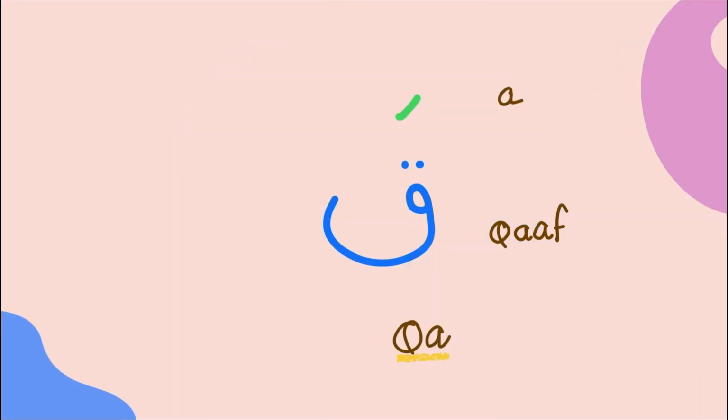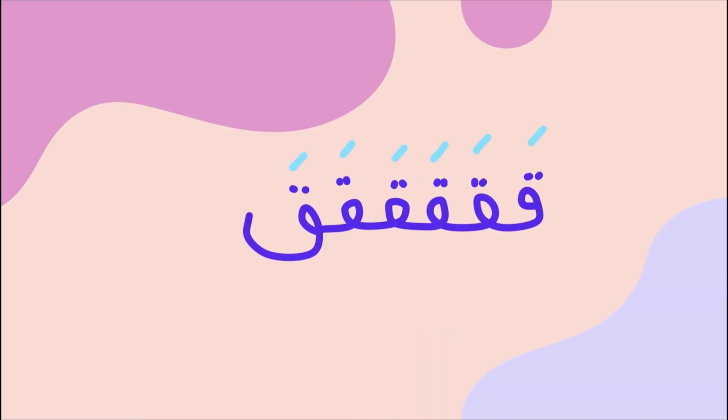Our next letter is the letter Qaaf. Qaaf is a loopy loop letter with two dots on top. Qaaf with a fatha, Qa. Qa, Qa, Qa, Qa.